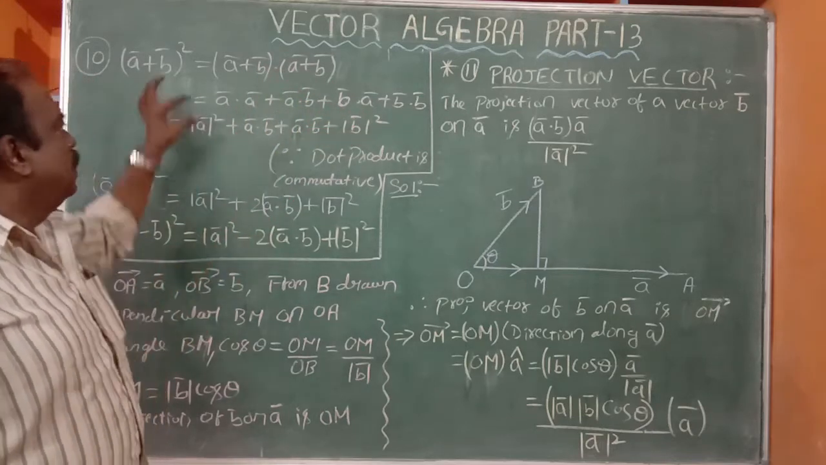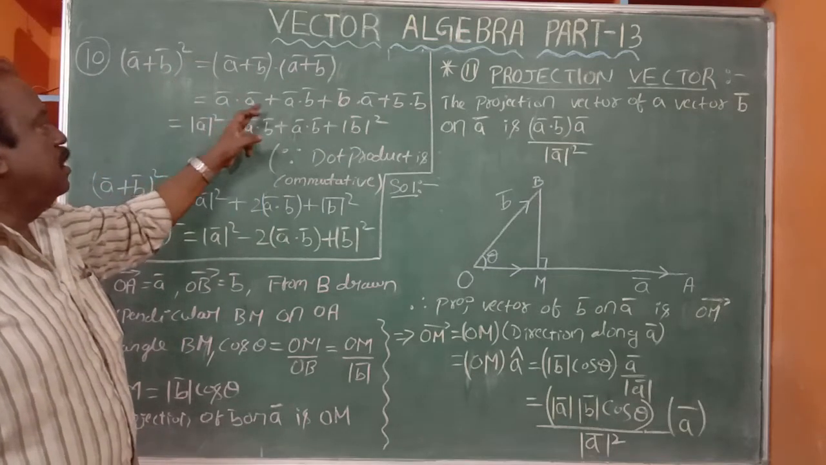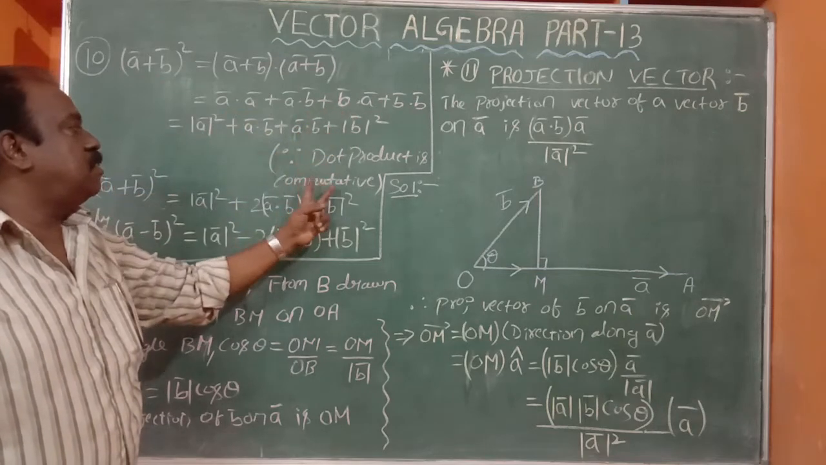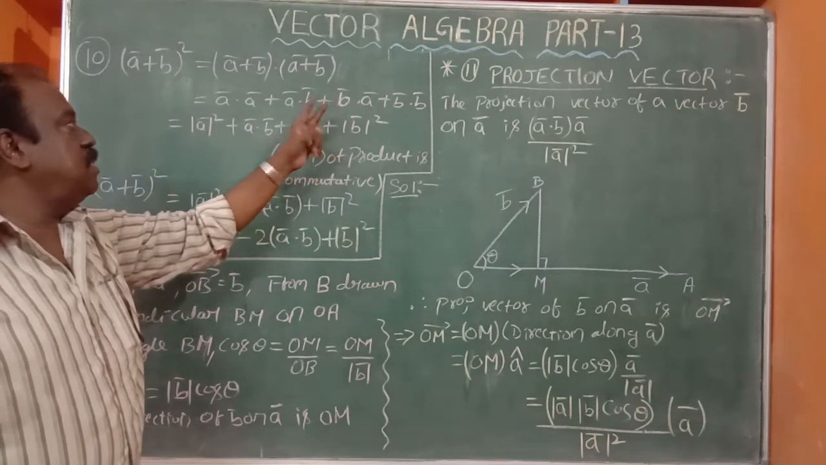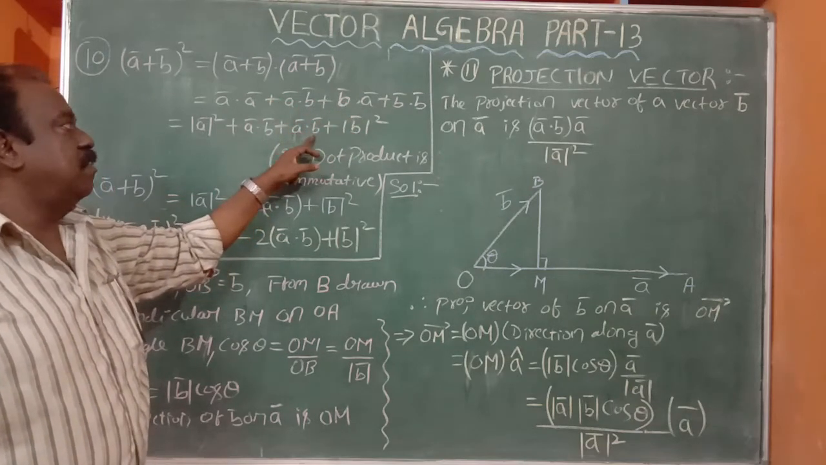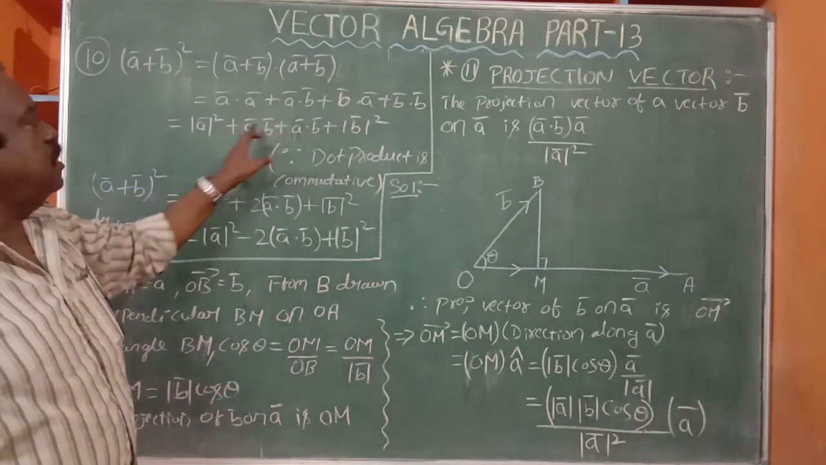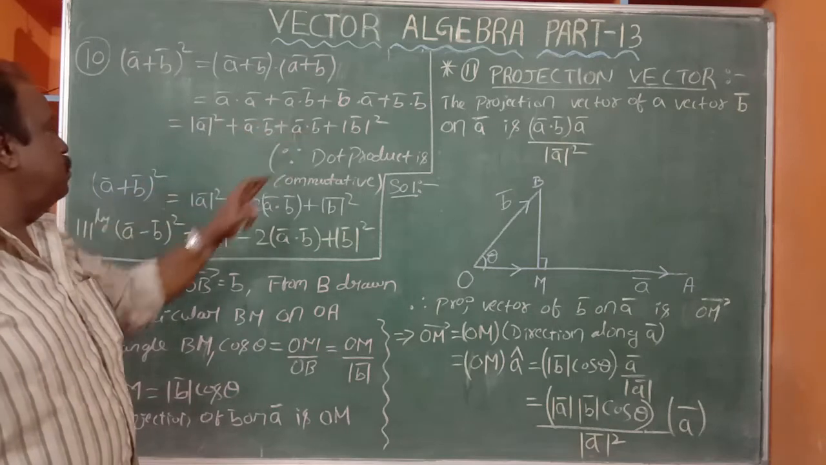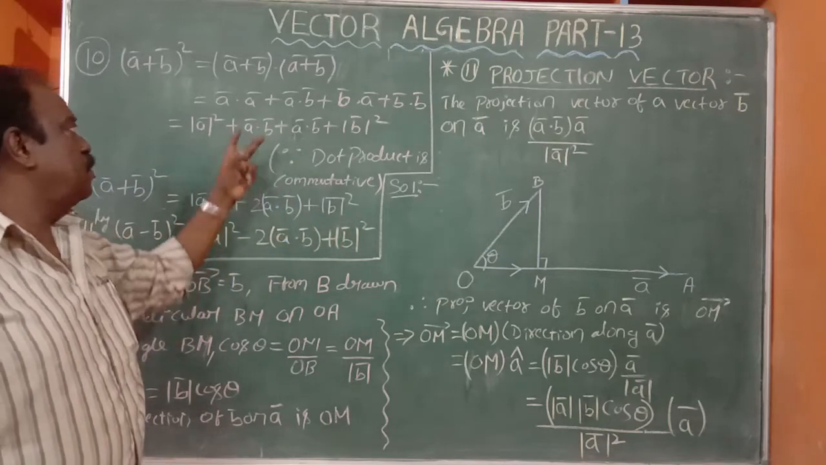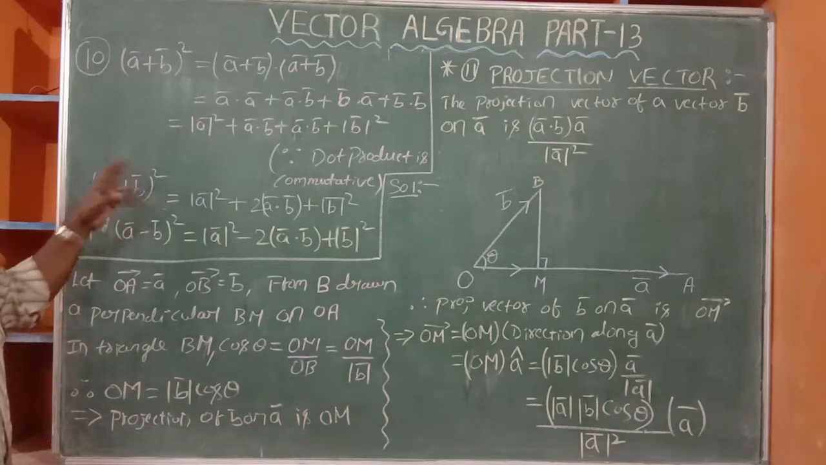A bar dot a bar is already known. It is modulus of a bar square. Then a bar dot b bar, and again b bar dot a bar; by using the fact that the dot product is commutative, a dot b or b dot a both are the same. So I wrote b dot a as a dot b. B dot b is modulus of b bar square. Now the term occurs two times, so a dot b plus a dot b is 2 a dot b. Modulus of a bar square, modulus of b bar square, and 2 a bar dot b bar.